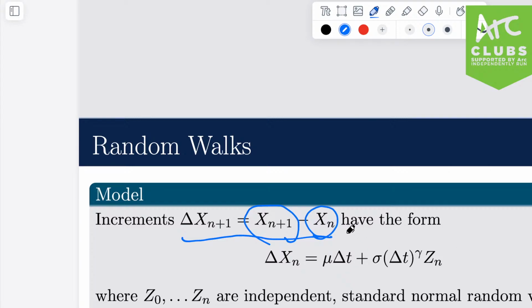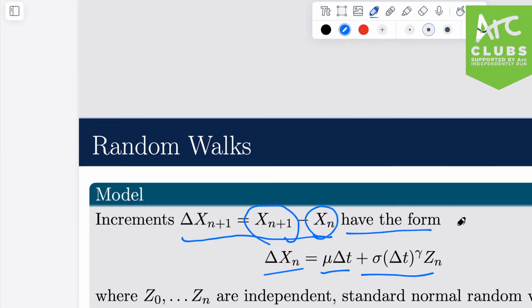And then we also have the form. We assume that the delta xn is equal to mu times delta t plus sigma times delta t to the power of gamma times zn. I guess maybe I should talk about the intuition behind this.